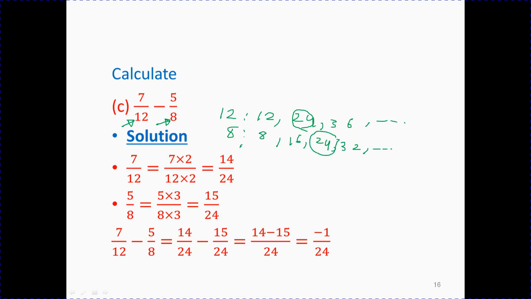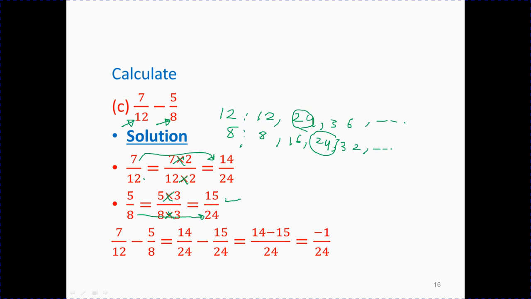So I want to make the denominator of both fractions equal to 24. I have to change 12 to 24. How? By multiplying by 2. So I multiply the denominator by 2, and the numerator should also be multiplied by 2. Then 7 over 12 turns into 14 over 24. Also 5 over 8: I want to change 8 to 24. How? By multiplying 8 by 3. The numerator should also be multiplied by 3. So the second fraction becomes 15 over 24.